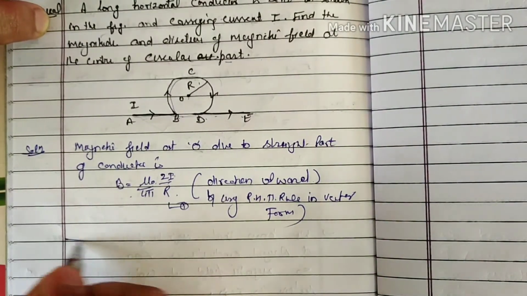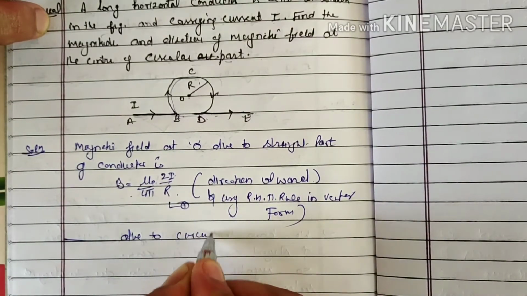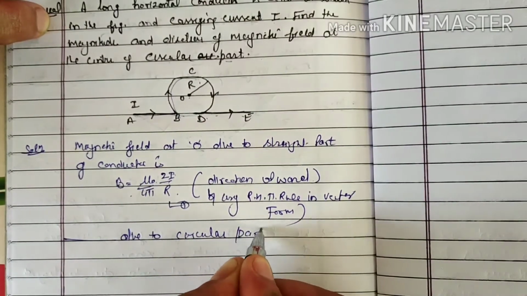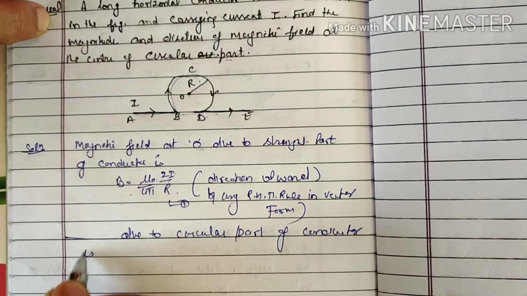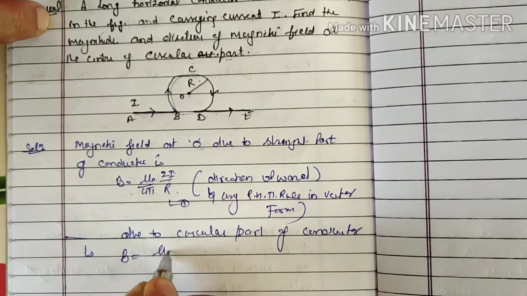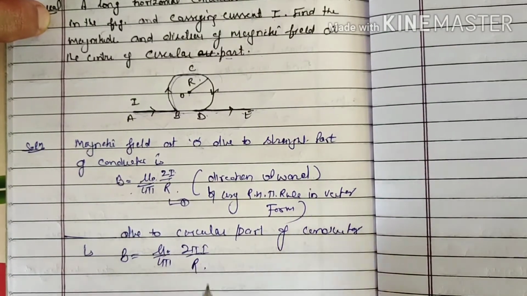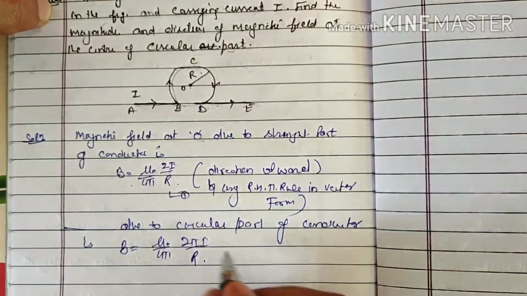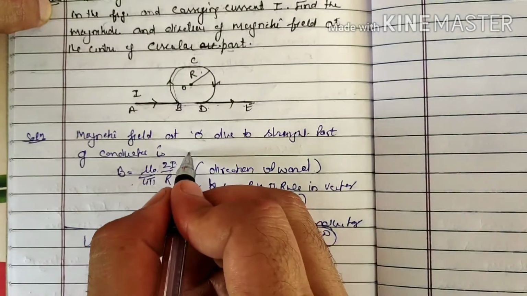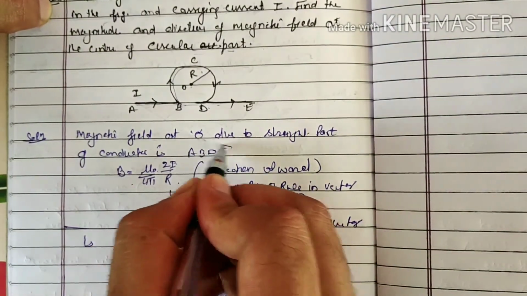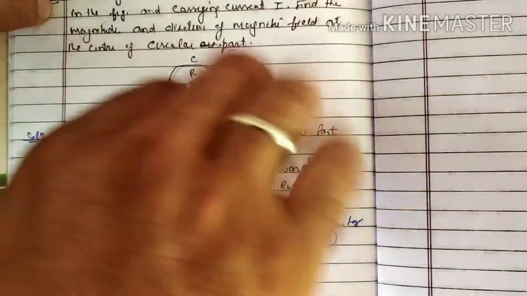So similarly, magnetic field due to the circular part of the conductor is B is equal to mu naught upon 4 pi into 2 pi I upon R. Due to this part, which part, that is B, C, D part, and this is due to A, B, D, E part. So this magnetic field is inward.